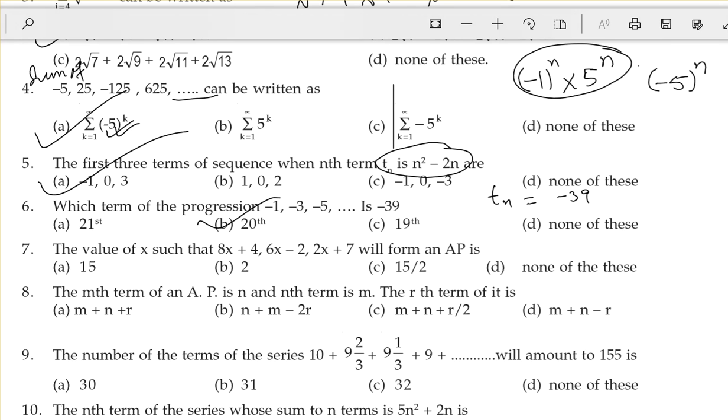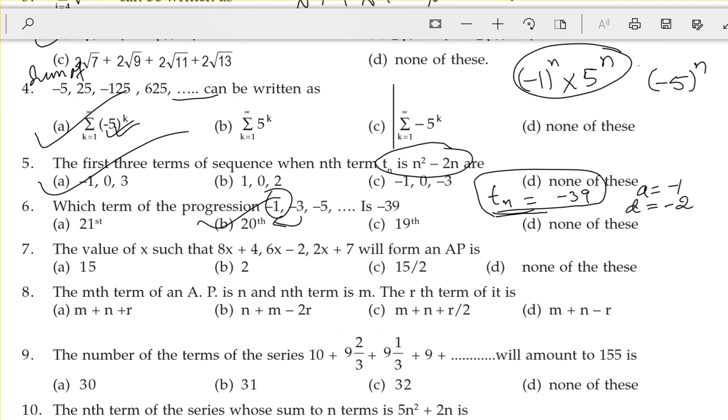You can clearly see that it is an AP, and the first term is minus 1, so a is minus 1. D, that is the common difference, is T2 minus T1, that is minus 2. So now we have a and d both. When we apply the formula of Tn, we find n is equal to 20, so it is the 20th term.